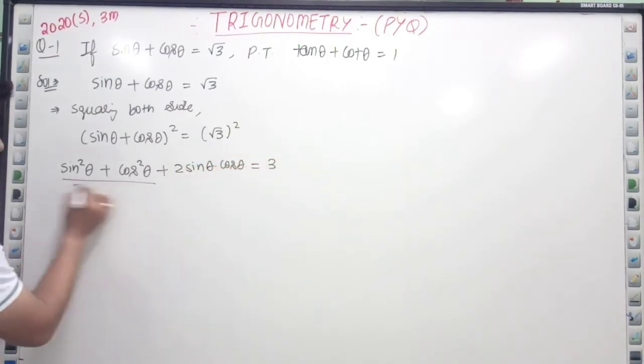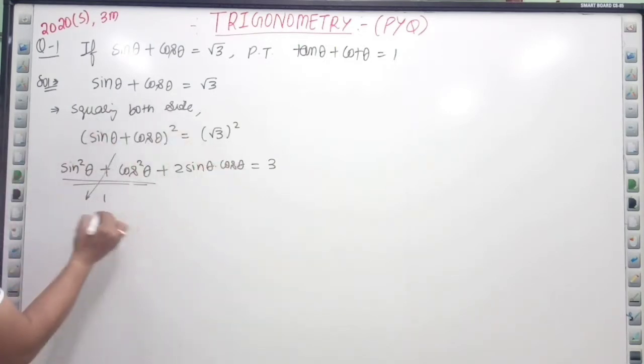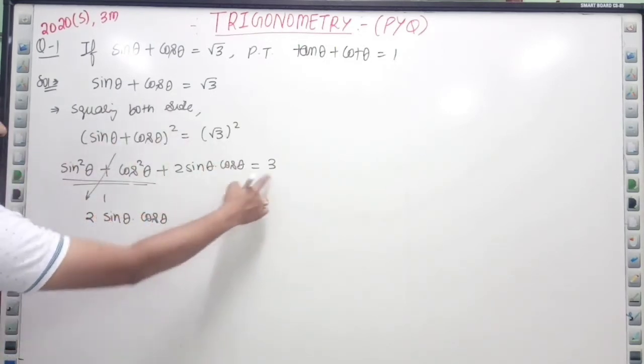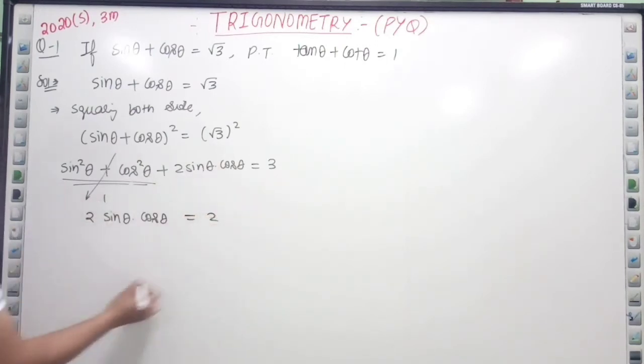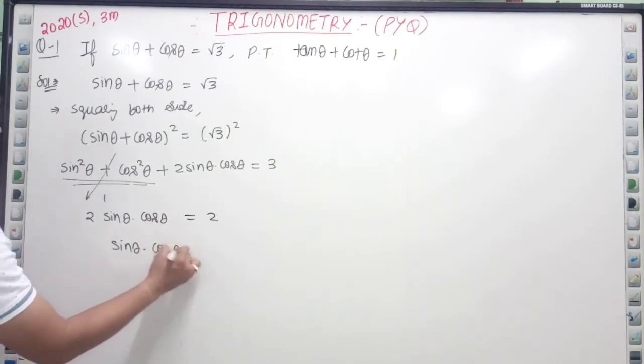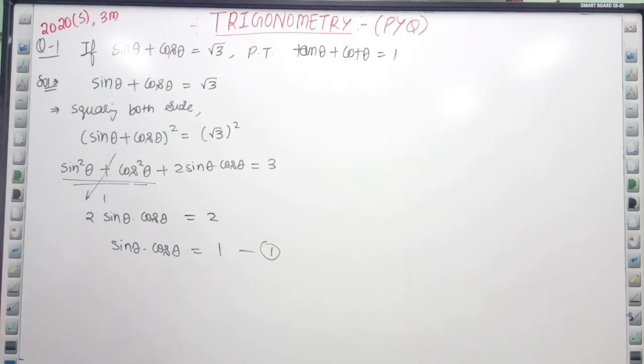What is sin square plus cos square theta? It is 1. We know the identity, sin square plus cos square is 1. When I take this 1 to the right hand side, 2 sin theta into cos theta equals 3 minus 1, which is 2. So, cancelling, sin theta into cos theta equal to 1. This is the relation I got from the first equation.